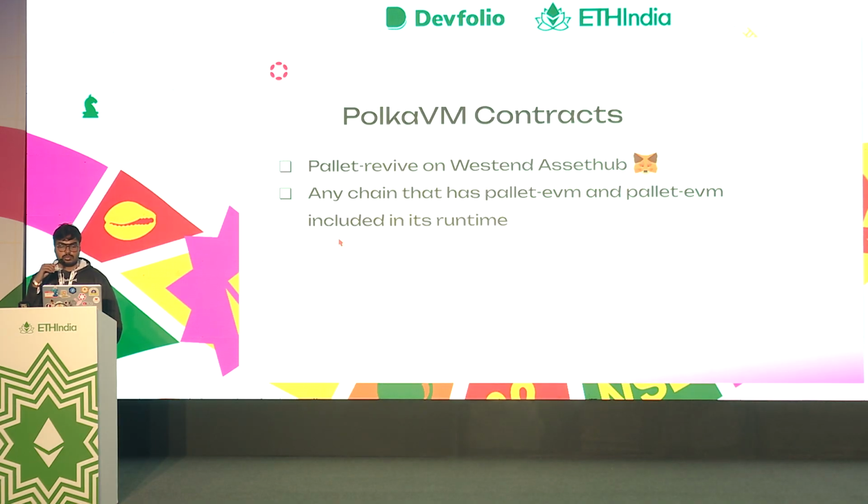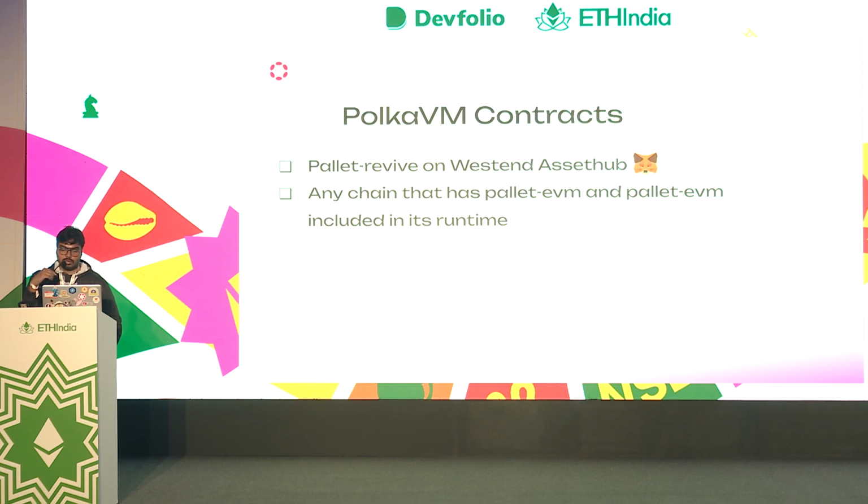Okay, so now we have spoken about ink contracts, right? But maybe you want to deploy Solidity contracts. Currently on Westend Asset Hub, there is a pallet called Pallet Revive, which can help you do that. If you are keen on deploying your Solidity smart contracts, Pallet Revive is the way to go, and we have provided all the resources in the Hackathon Bible.